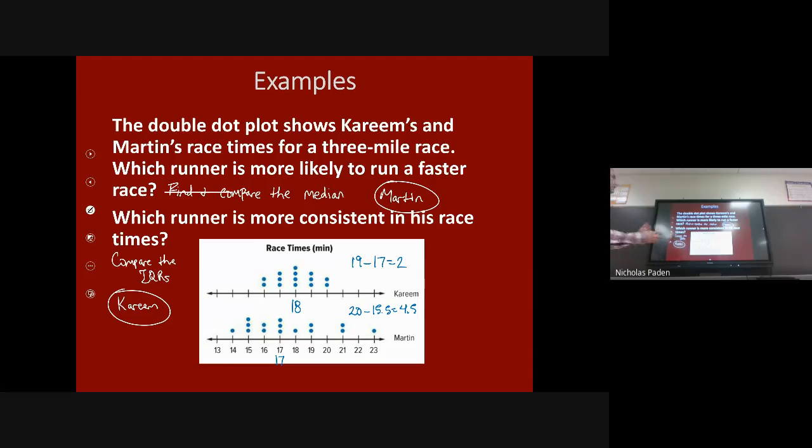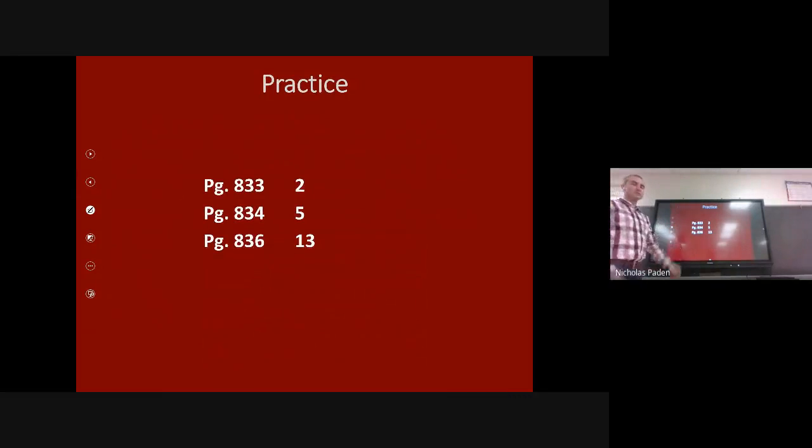Okay, so that is a double dot plot, and we've got a few practice problems to work on to get some practice with those. So you can go ahead and take care of that. Hopefully it made sense and you're able to get everything down.